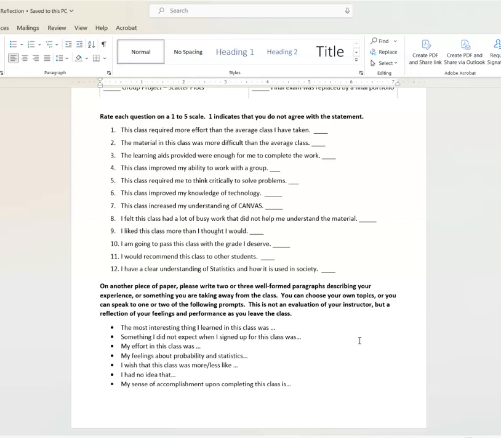Like, I thought I was going to learn something that I didn't learn, or I never knew I was going to encounter this, or I've never done group projects before and this is how it went for me. It doesn't have to be all positive, but it is not an evaluation of me, just thinking about the class and what you learned and how you felt about it as you left. That's what I'm looking for.